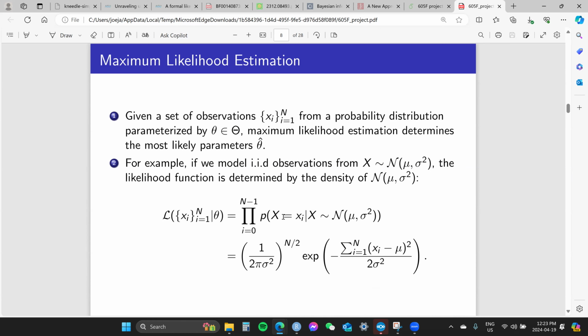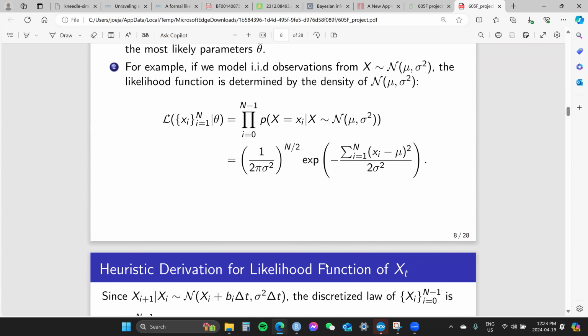To determine the optimal theta, you have a likelihood function which is proportional to the density. Each of these is parameterized, and then you apply this density to your observations, and this is what you're trying to maximize. So this would be the definition in the simple case where we have a one-dimensional normal with IID observations.